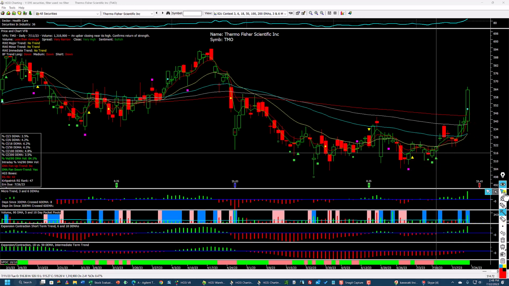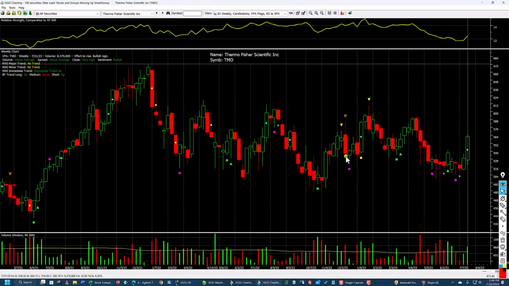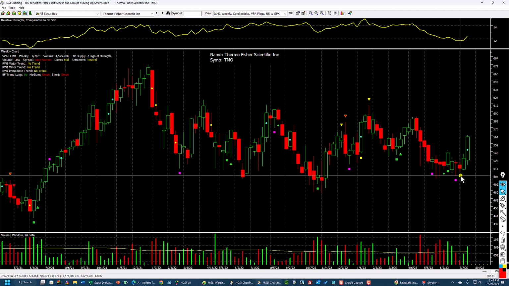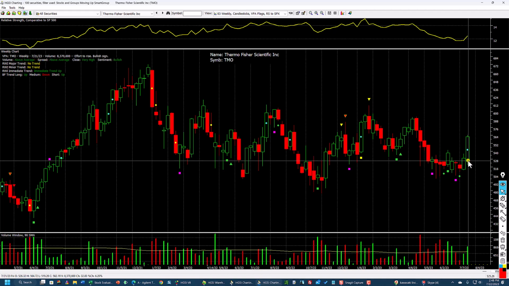I'm going to get rid of those. Take control with the mouse again, and let's look at the weekly chart. Now the weekly chart is a big mess. You can see how volatile this has been. It's been stuck in this range for a long time. But going over here, you can see a low volume test and then no supply. And this is the prior week and this is last week. And there's an effort to rise.